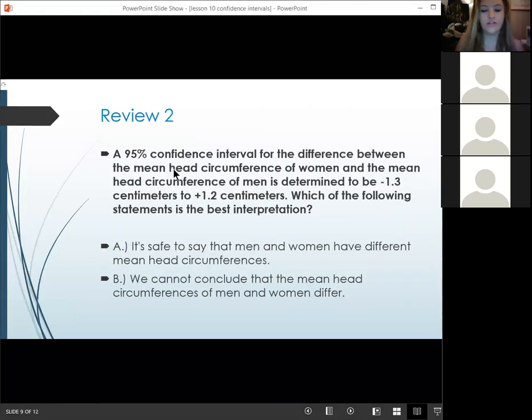All right, here's our second one. A 95% confidence interval for the difference between the mean head circumference of women and the mean head circumference of men is determined to be negative 1.3 centimeters to positive 1.2 centimeters. Which of the following statements is the best interpretation? We're trying to decide statistical significance here. Let me know what you think about this one.